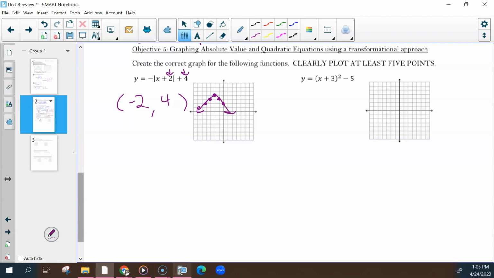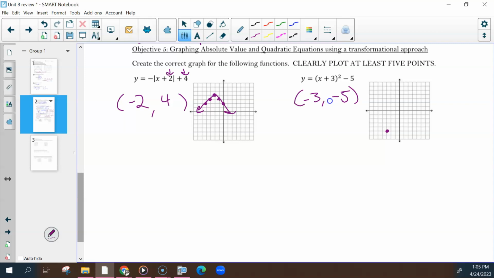Do you have a question? What's your vertex on this one? -3, -5, right? Did anything else happen except for those 2 shifts? It's like this now because it's not absolute. It is a U shape, so the quadratic. Any other transformations happen?